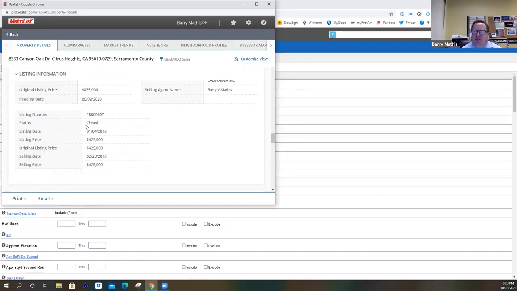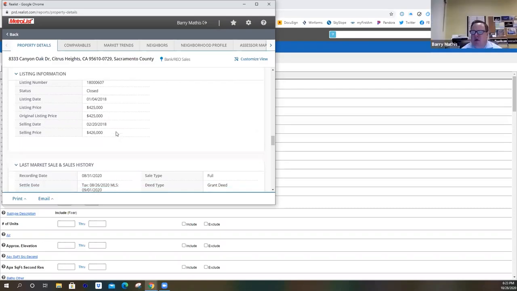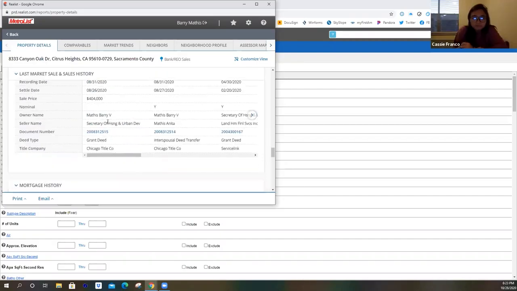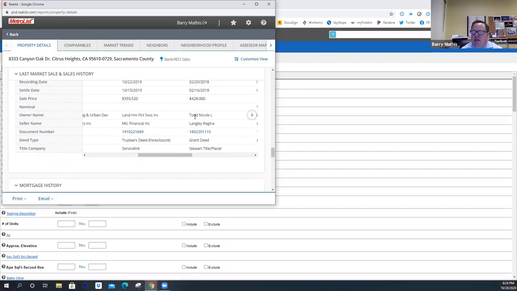All right, so this tells you when it closed and how much the price was and how much we paid for it, that kind of thing. Listed price there, closed there, but this tells you what we actually paid. So we got it for 404. And this is who we bought it from. This is who they bought it from. And you can go backwards into it and see that this person, Nicole Todd, this is a seller's name. So Regina sold it to Nicole.